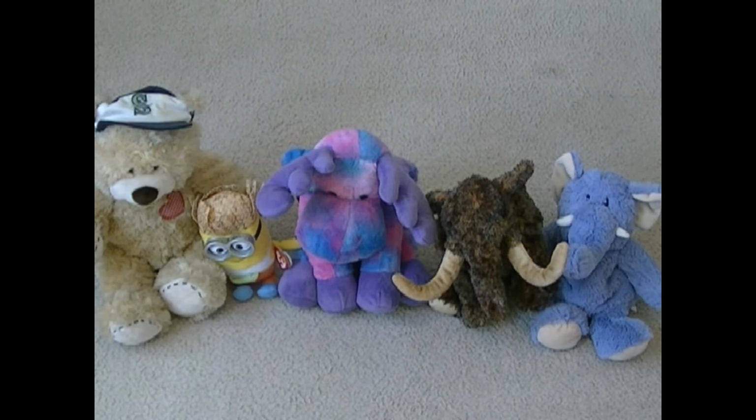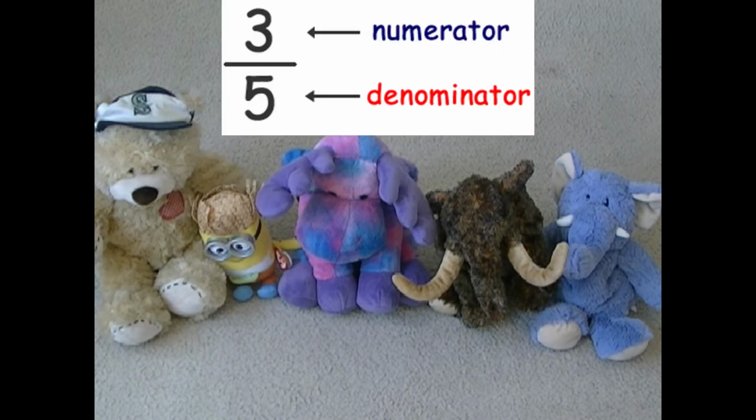I could also use fractions when I am discussing this group of stuffed animals. So in fractions, you have 2 different numbers. You have the top number, which is the numerator, and the bottom number, which is the denominator. Now, the denominator, or the number on the bottom of your fraction, it talks about how many things or pieces there are in the whole group. Now here we have 5 stuffed animals. So my whole group contains 5 stuffed animals. Therefore my denominator is the number 5.